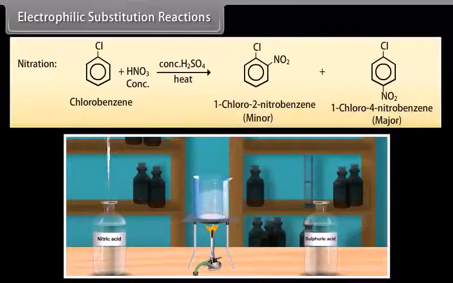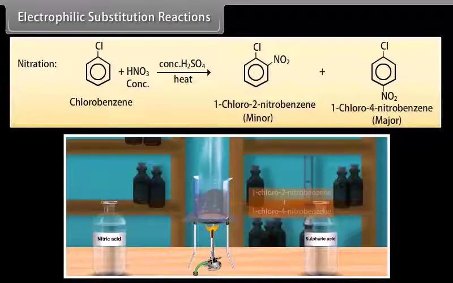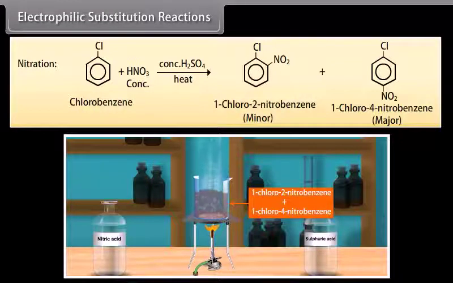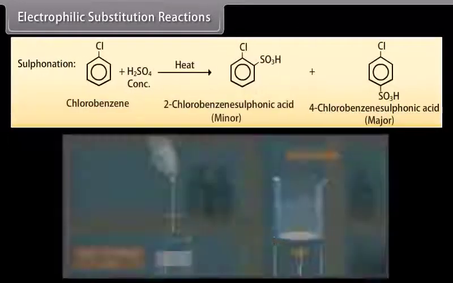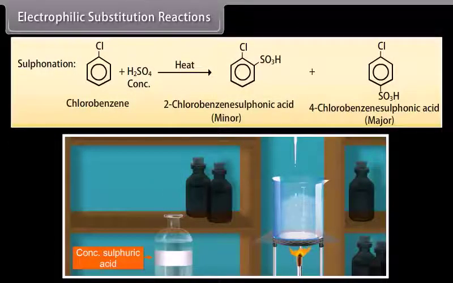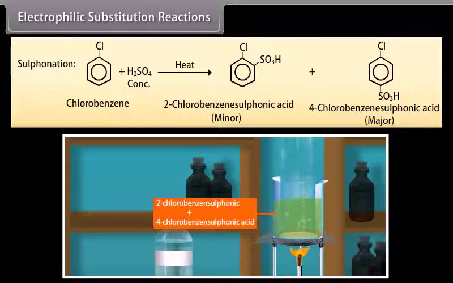Nitration. When chlorobenzene solution is mixed with nitric acid and then we add concentrated sulfuric acid, it reacts to give 1-chloro-2-nitrobenzene, which is a minor product, and 1-chloro-4-nitrobenzene, which is a major product. Sulfonation. When chlorobenzene solution is mixed with concentrated sulfuric acid, it reacts to give 2-chlorobenzene sulfonic acid, which is a minor product, and 4-chlorobenzene sulfonic acid, which is a major product.